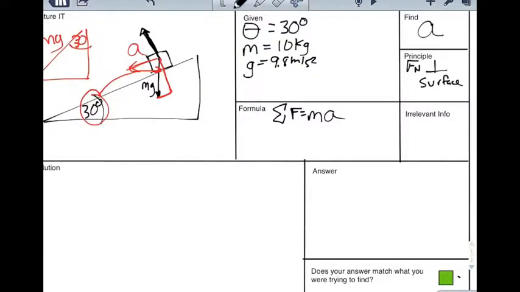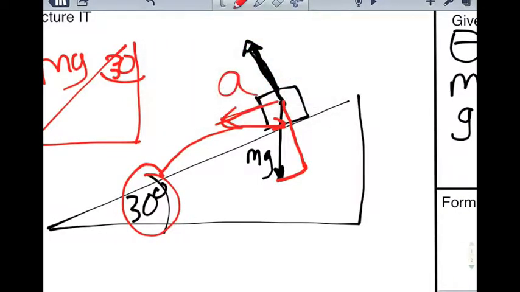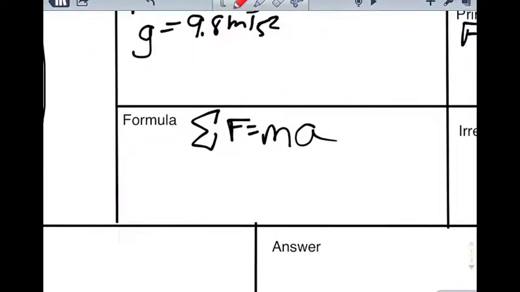Part of this component right here, the vertical part of this component right here, is actually going to be canceled out by the weight. So the vertical part is going to be canceled out. But what's left over is this x component right there. That x component actually makes it move down the ramp. That right there is the only leftover force. So they say it's the sum of the forces, but really it's only one force.